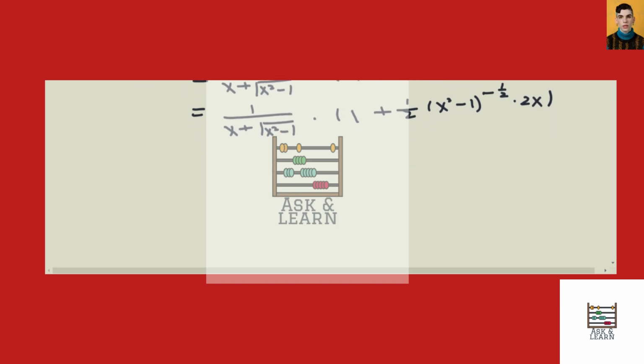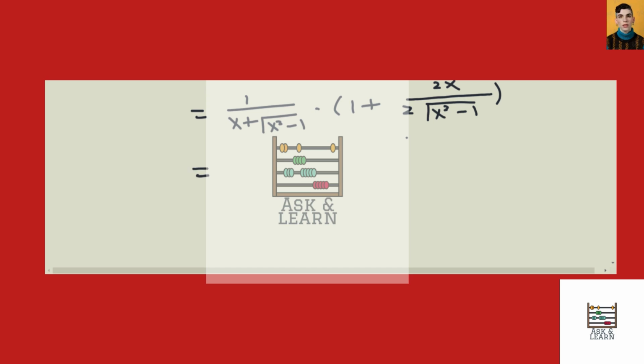Then copy this down here, 1 over x plus square root x squared minus 1 times, for this whole thing, the negative 1/2 power of x squared minus 1 is just 1 over square root x squared minus 1, right? So then we can write this as the square root of x squared minus 1. The numerator is 1 times 2x, it's just 2x.